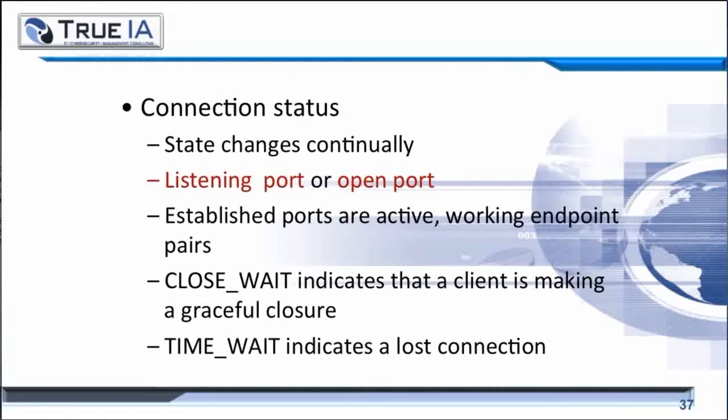So why are these connection statuses important? Well, because they show you the state changes on an ongoing basis. The state change is whether or not the computer is listening via a port or whether that port is open. They're used to establish whether the computer is active or passive in listening for a particular type of connection. If you see close wait, it indicates that a client is making a graceful closure or shutdown of that session. When you see time wait, it indicates that somewhere along the way the connection was lost.